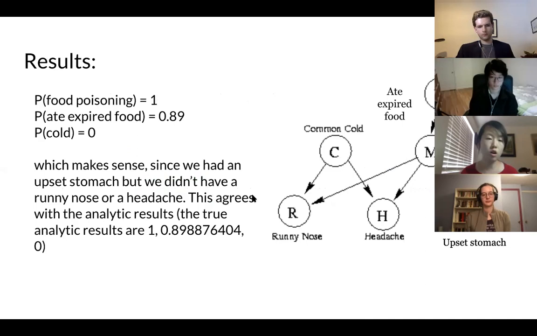So the results are as follows. The probability that you were food poisoned is 1. The probability that you ate expired food is 0.89, and the probability that you got a cold is 0, which makes sense since we had an upset stomach but didn't have a runny nose or a headache. This also agrees with the true analytical results, which are pretty similar, as you see.